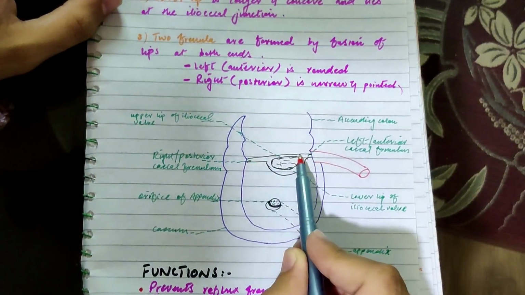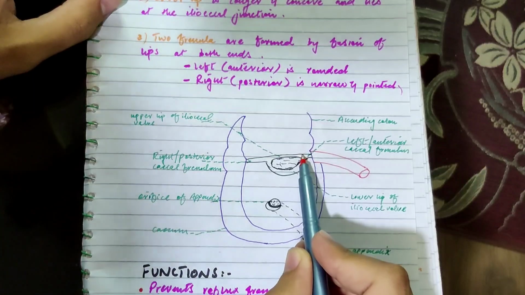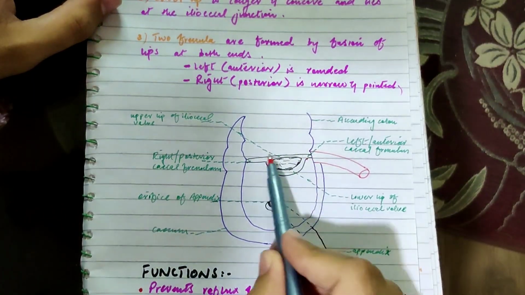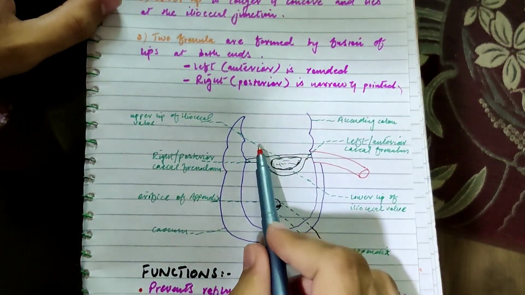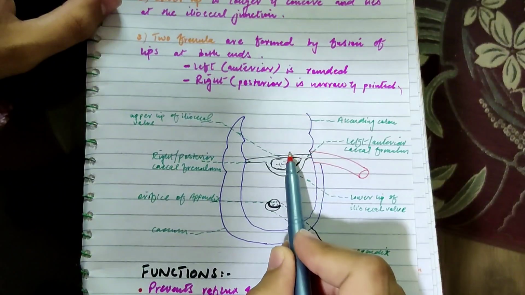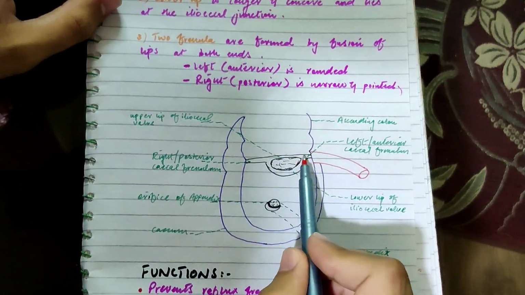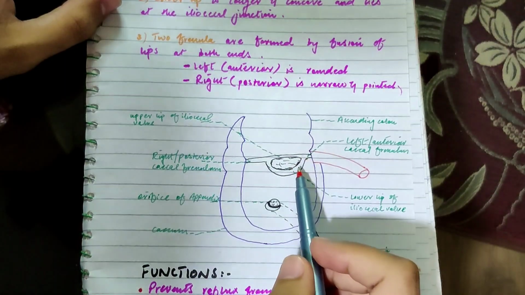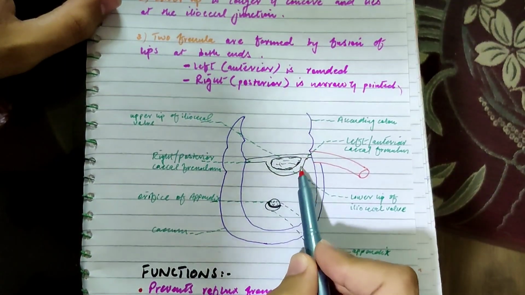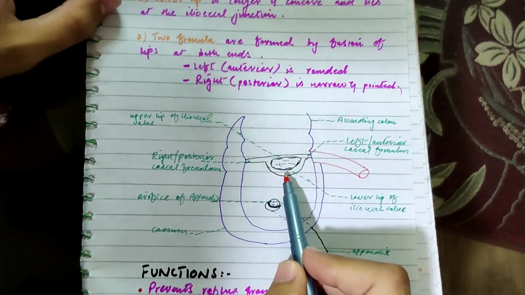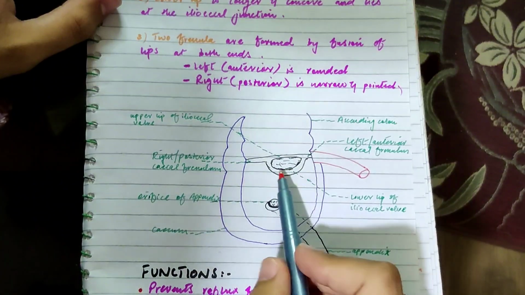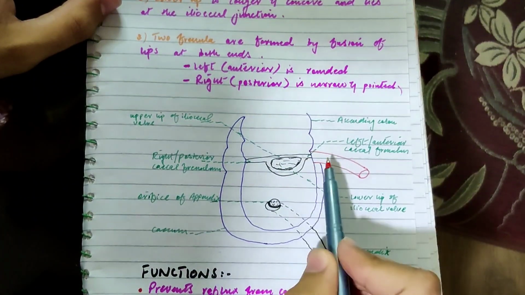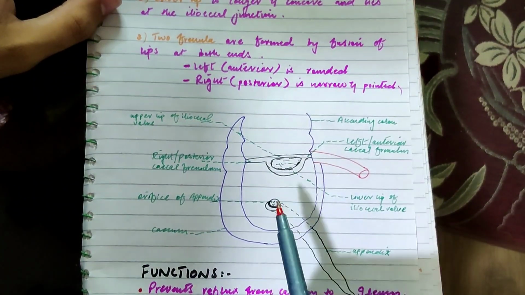So the upper lip is basically horizontal and it lies at the ileocolic junction, meaning between the ileum and the colon, this upper lip is present basically at their junction. The lower lip is basically longer and concave and it lies at the ileocecal junction, meaning between the cecum and the ileum it is present.